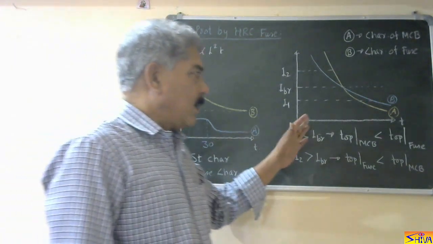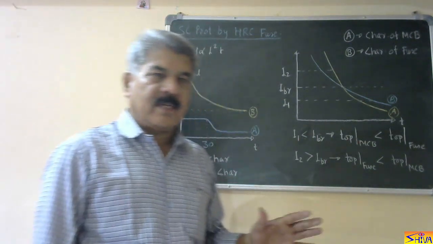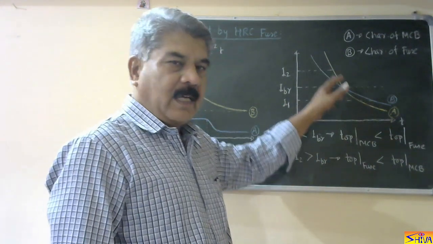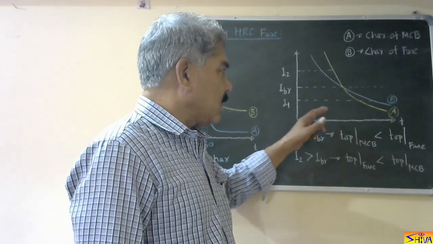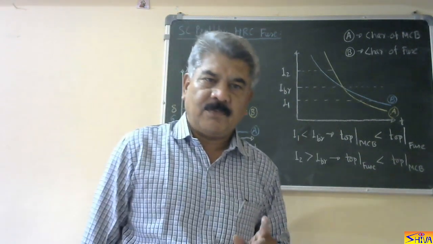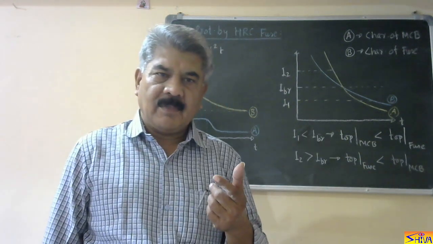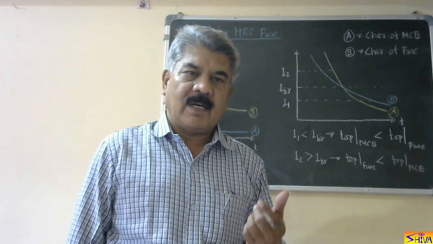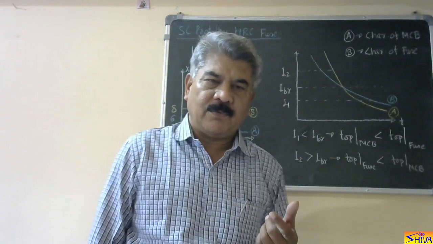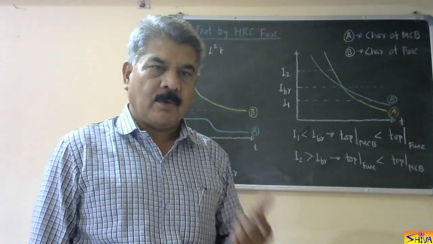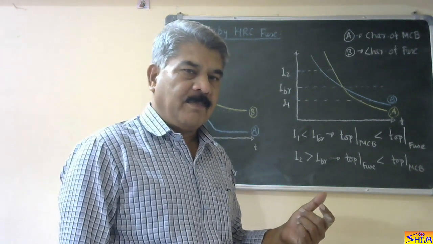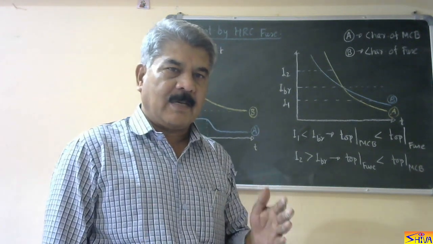In this diagram, I have shown how the characteristic of HRC fuse is coordinated with that of the MCB. We know that both the characteristics are inverse in nature. Now when we are saying fuse, it has some rated current. Rated current means the fuse blowing current, that is the current at which this fuse will melt or blow. Whereas when we say circuit breaker, MCB or MCCB, it has breaking current, means rated breaking current.